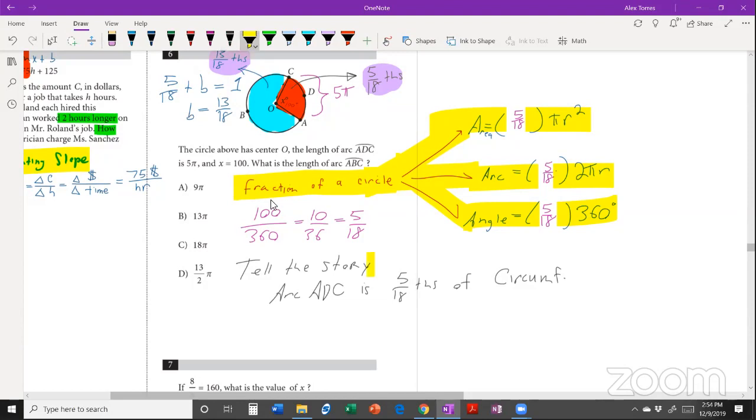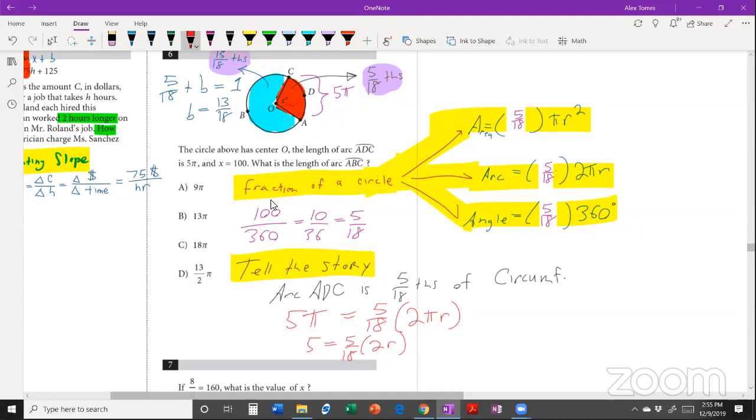So we're telling the story, and look how much this is going to help us. Arc ADC has a length of 5 pi, that was given to us, and is 5/18 of the circumference of the circle, 2 pi r. So we've got 5 pi is 5/18 of 2 pi r. Now we can notice that the only variable left is the radius, and we can solve for that. So divide both sides by pi. 5 equals 5/18 of 2r.